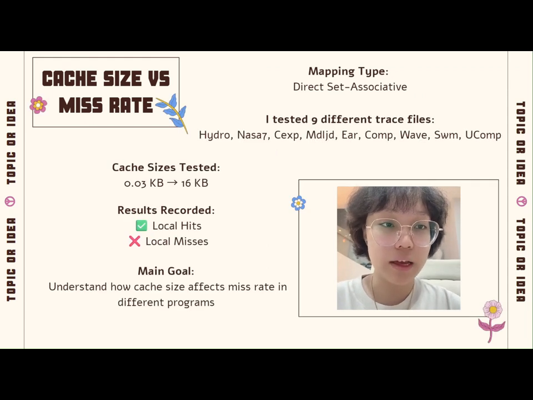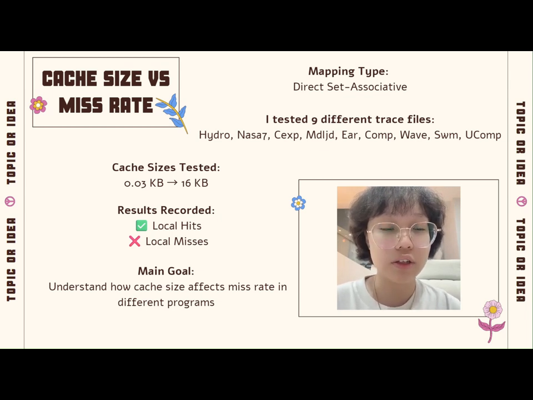For this part of the project, I tested 9 different trace files using set associative mapping. The programs I used were Hydro, NASA7, CEXP, MDLJD, EAR, COMP, WAVE, SWM, and UCOMP. I changed the cache size step by step. The smallest size was 0.03 kilobytes, and the largest was 16 kilobytes. For each size, I recorded the number of local hits and local misses from the SMP Cache simulator. The goal was to see how cache size changed the miss rate.